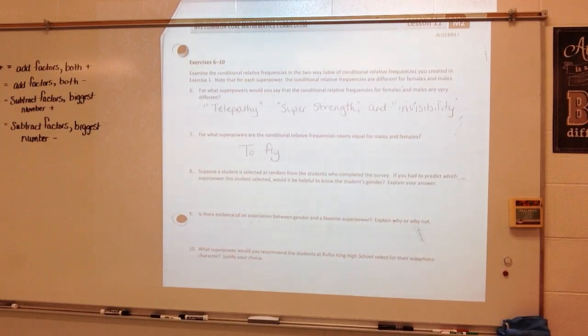Suppose a student is selected at random from the students who completed the survey. If you had to predict which superpower this student selected, would it be helpful to know the student's gender? Explain your answer. So we do have noticeable differences in our conditional relative frequencies, so it would be helpful to know the student's gender.